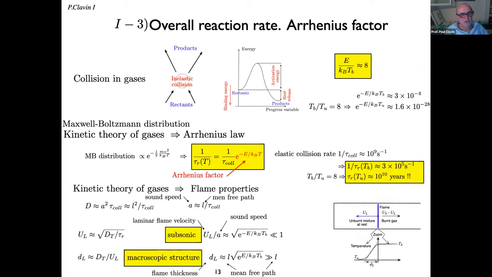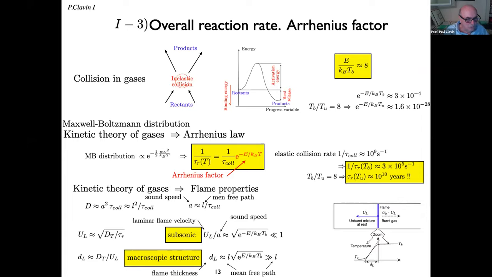the sound speed, which is the mean free path divided by the characteristic time between collisions, you obtain that the ratio of this velocity, square root of D_T divided by the reaction time, to the sound speed is the square root of the Arrhenius factor, which is a very small number. So you see immediately that, because of simple consideration with the kinetic theory of gas, a combustion front propagating through the diffusivity of heat should be strongly subsonic.